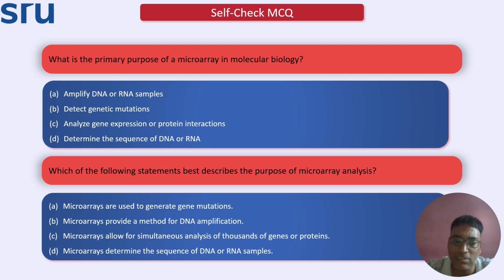Which of the following best describes the purpose of microarray? Microarray is used to generate gene mutations. Microarray provides a method for DNA amplification. Microarray allows for the simultaneous synthesis of thousands of genes or proteins. The C part becomes the right answer.